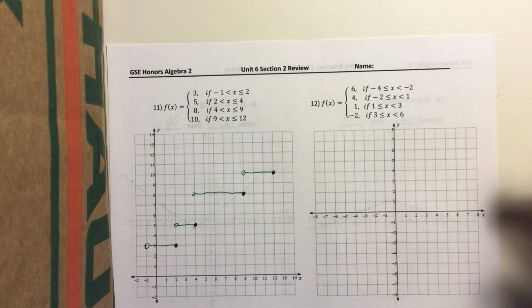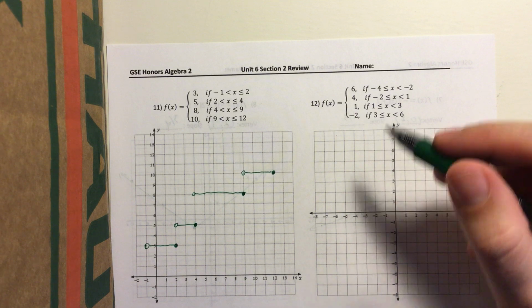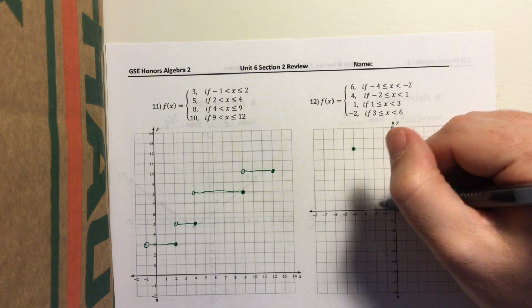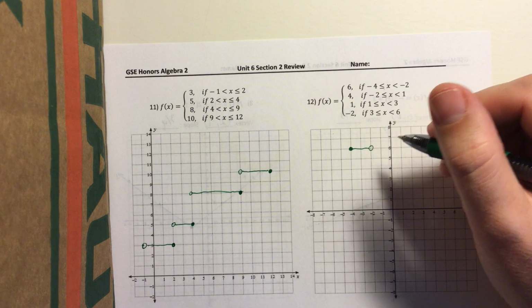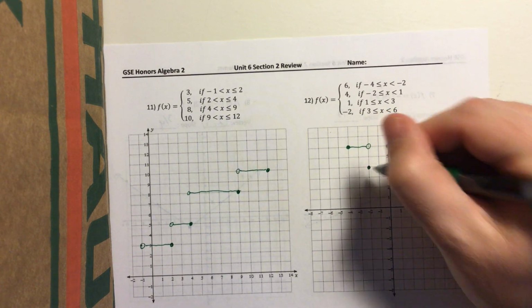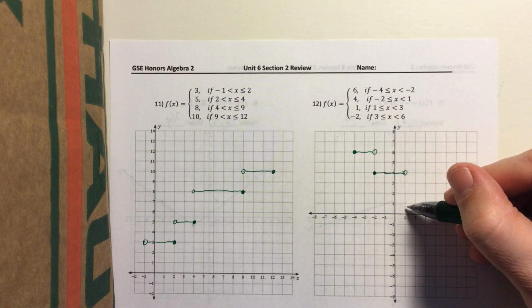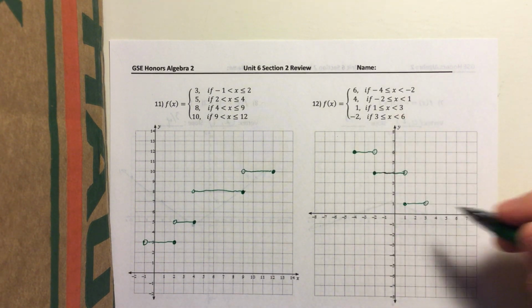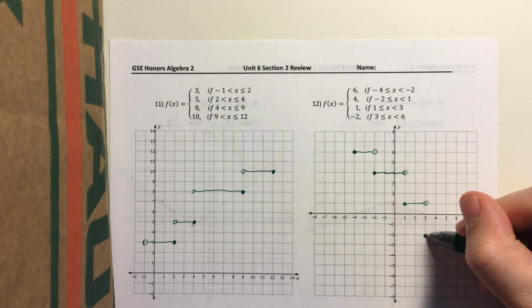And number 12. All right, -4 to -2, we're going to be at 6. Be closed at -4 since it's less than or equal. -2 will be open. From -2 to 1, we're going to be at 4. Closed, open. From 1 to 3, we're going to be at 1. Closed, open. And then from 3 to 6, we're going to be at -2. So, closed, open.